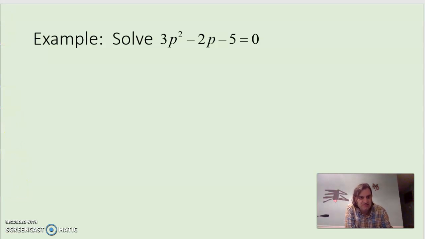Okay, so we've got the example that we're going to work through. It says solve 3p squared minus 2p minus 5 equals 0. So I have everything to one side, so it's already set equal to 0. So if I'm going to factor, let me start off by doing that.